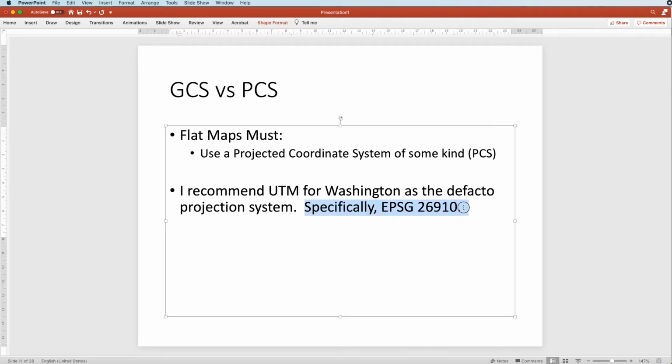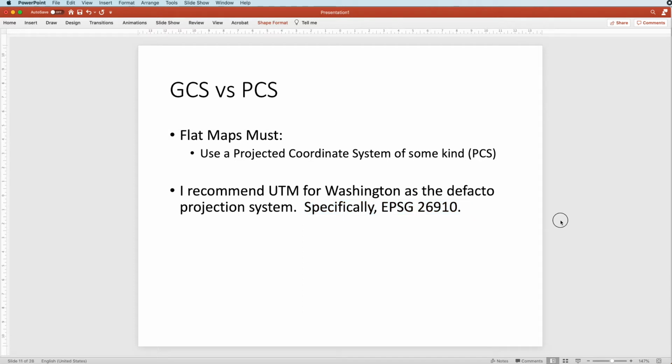Specifically, this EPSG, which is a code to specify even variations within the UTM itself. This is a specific UTM zone 10 north, EPSG 26910. So let me show you a few examples of how these things might work in real life.